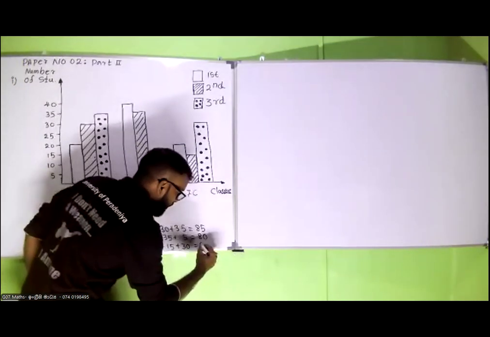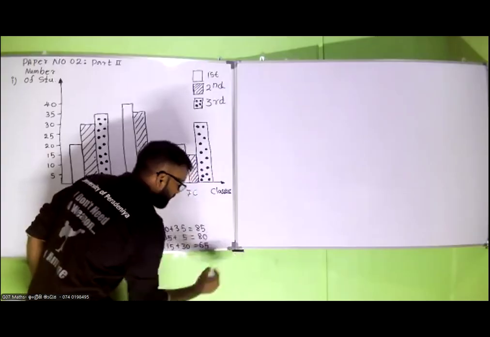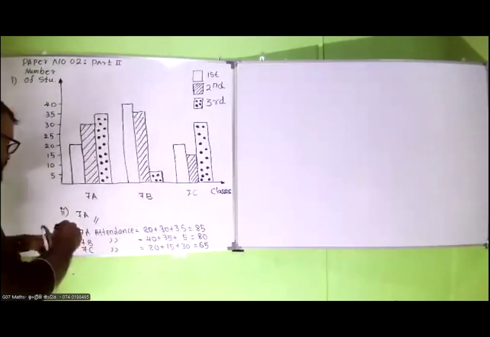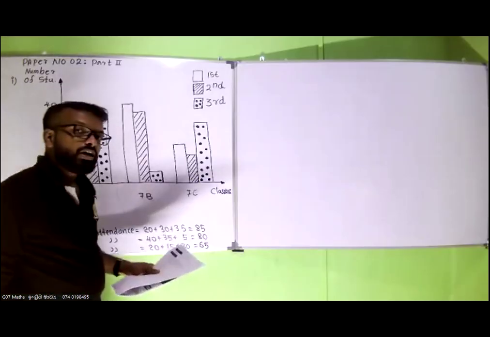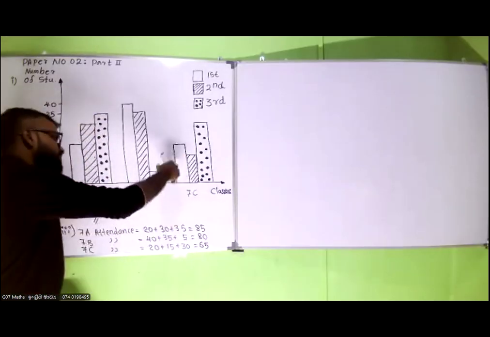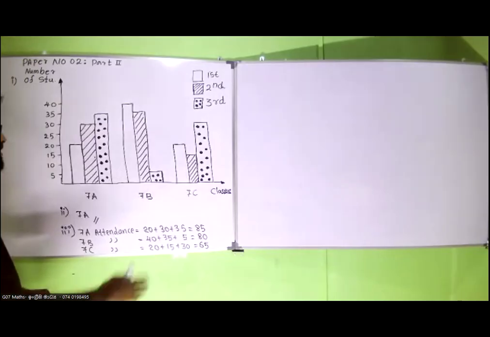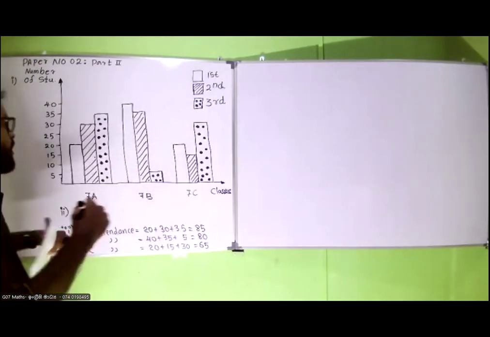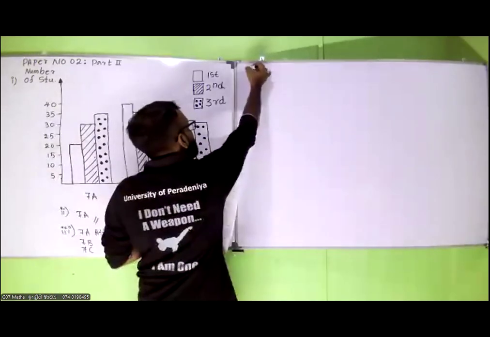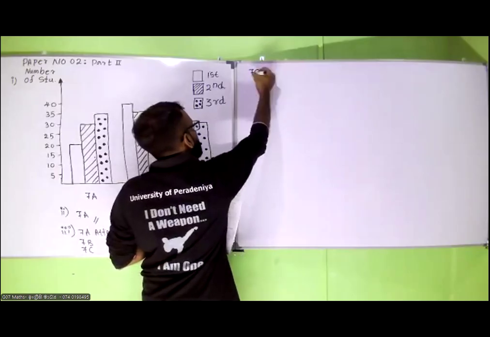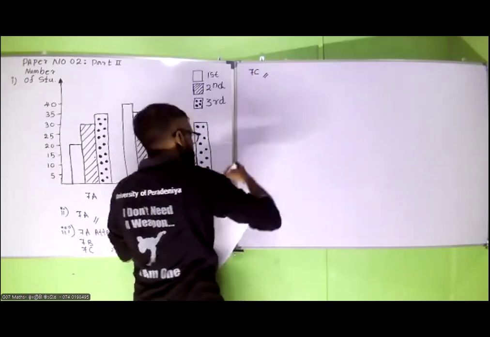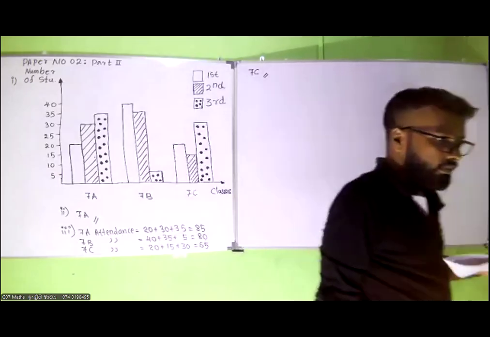By looking at these numbers, you can exactly say the less attendance is in which class? 7C class. So your answer should be 7C class. What is second? Correct.